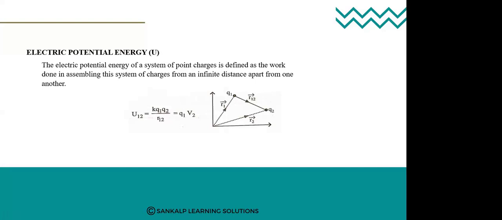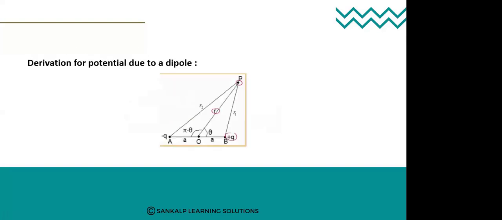So for this figure we can take it as: this is Q1, this is Q2. Here the potential is V1, here the potential is V2, and the electric field lines are outward in direction. The point A and the point B are separated by a distance of R.